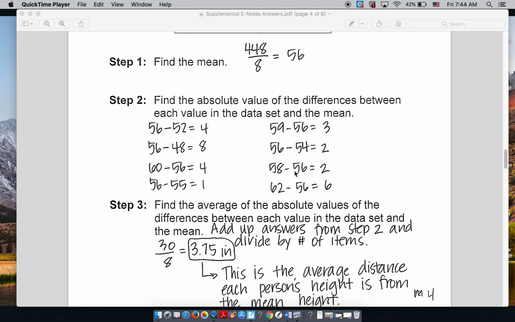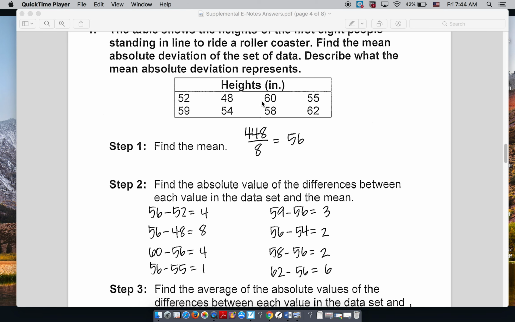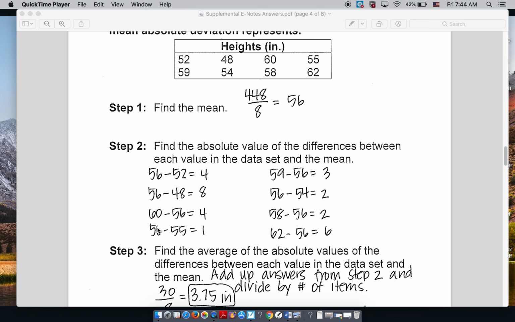My second step, just like the video showed, is to find the distance each data point is from the mean. And so with the numbers that were smaller than 56, I went ahead and wrote 56 minus that number. With the data values that were larger, like 60, I put 60 first, and I did 60 minus 56 and got 4. Now, I could just do all that math in my head, but I like to write it down just to show my work.